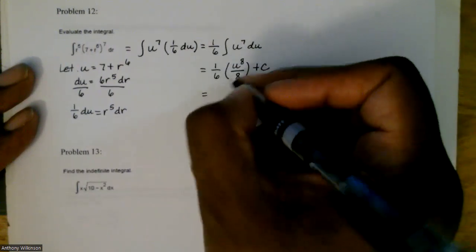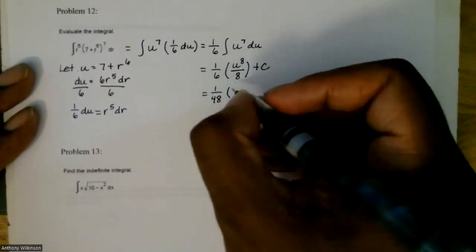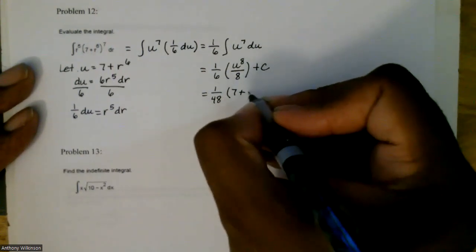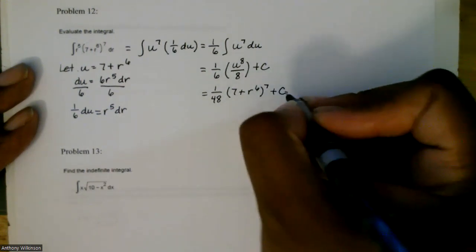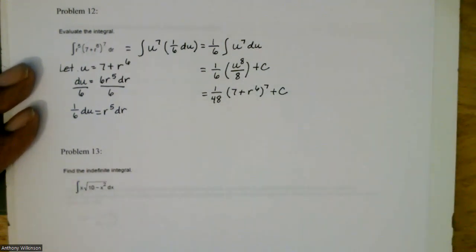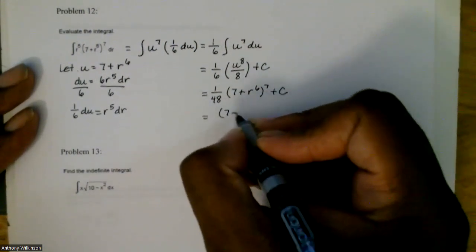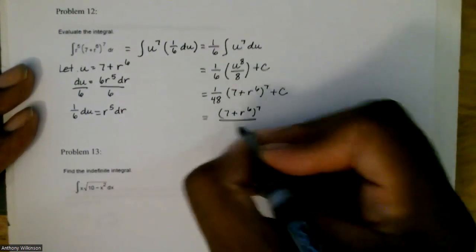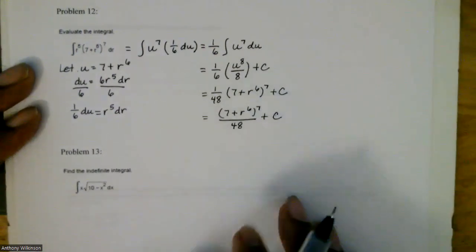Now, 1/6 times 1/8 will be 1/48 times the u. I'll replace that with the 7 plus r to the 6. That's raised to the 7th plus c. Now, they might want this as an answer as well. 7 plus r to the 6 raised to the 7, and the whole thing is divided by 48. And then plus c.